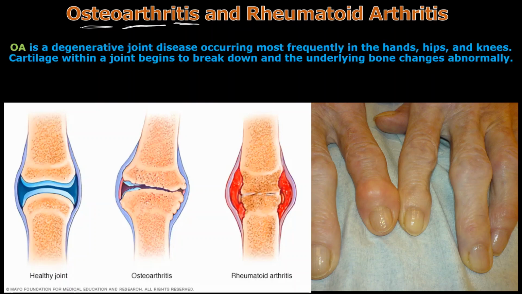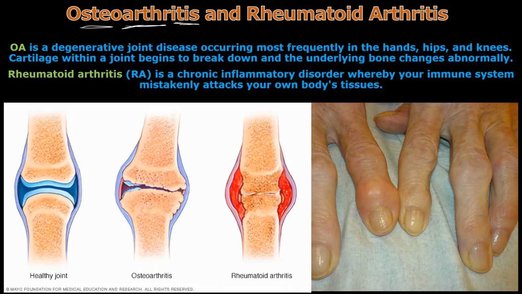So OA, osteoarthritis, is a degenerative joint disease that occurs usually in the hands and the hips and the knees. Cartilage breaks down, and then as the cartilage breaks down, the bone underneath it starts to grind together, and it starts to cause abnormal changes in the bone below the joints. Rheumatoid arthritis is a problem where your immune system is attacking your own tissue.